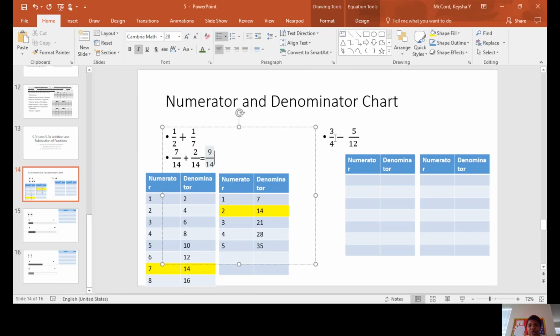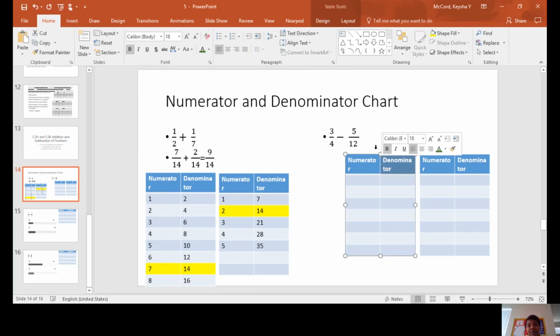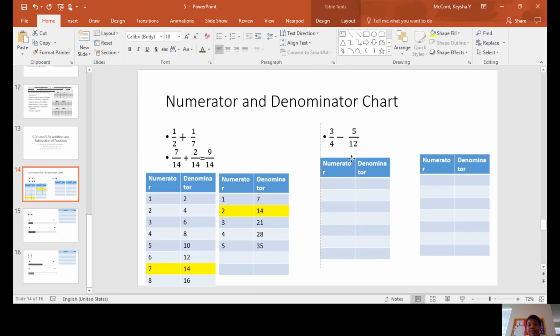Okay, so I have 3/4 minus 5/12. Well, obviously I cannot subtract 5/12 from 3/4 because I do not have the same denominator. So I'm going to make my chart and try to figure out if I can find a fraction that both 3/4 and 5/12 have in common, with a common denominator. So I'm going to put the 3, because that's the number on top in the numerator section, and the 4 in the denominator section. That's the number on the bottom.